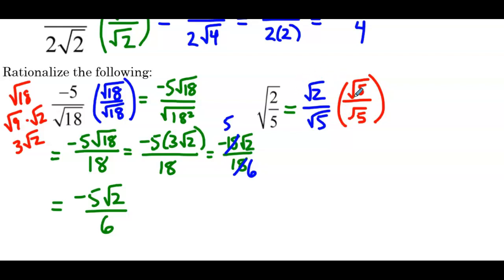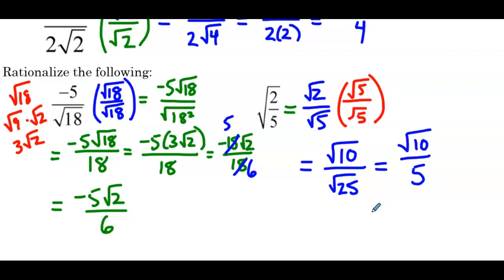So multiplying the coefficients, 1 times 1, we get 1. And then square root of 2 times the square root of 5, multiplying the radicands, we get the square root of 10 over the square root of 25. So that's going to be the square root of 10 over 5. Okay, so in this video we looked at adding and subtracting terms with radicals or square roots, multiplying and dividing, and we finished up with rationalizing the denominator. So now we know how to perform all of our operations with square root terms.